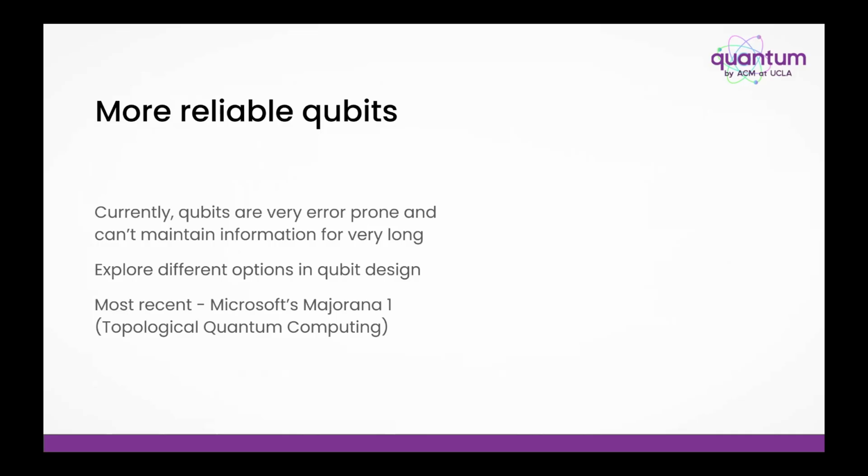Exploring different options in qubit design. This is where all the material science engineering people come into play, where they're trying to explore what kind of different materials we can bring together to make this physical unit of computation. Most recently, Microsoft's Majorana 1 is claimed to be the breakthrough of implementing something called topological quantum computing. You can dive deeper into this using the previous link that was on the slide, but this is one of the most idealistic ways of building scalable quantum computers that are actually used in solving and implementing hard algorithms such as Shor's factoring algorithm.